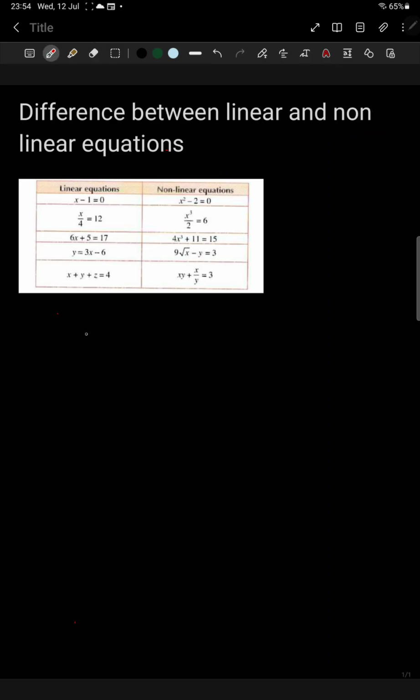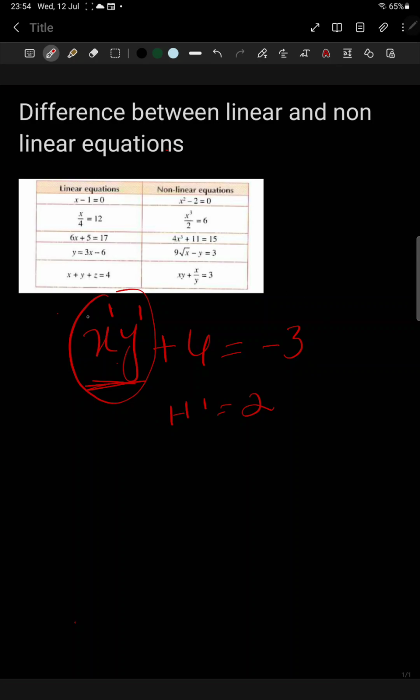For instance, we have xy plus 4 equals minus 3. Over here, these are the variables. This variable has power 1 and this variable has power 1. So in a single term, the maximum power of the variable is 2. 1 plus 1, 2. So this is an example of a non-linear equation.